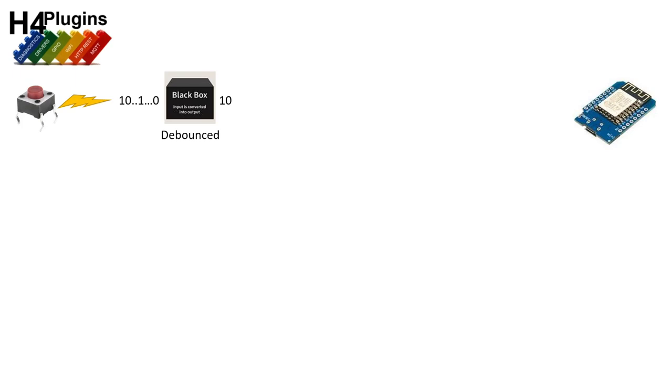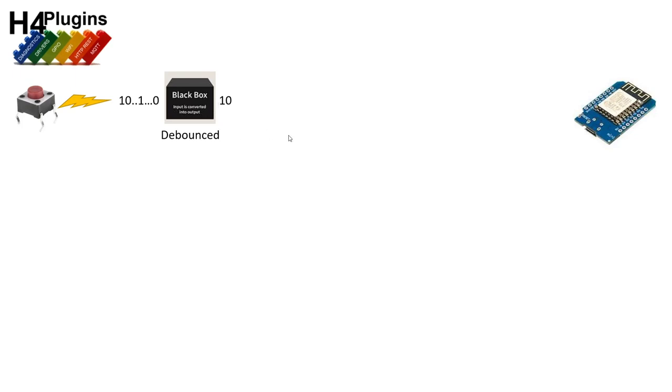We saw in the last video, and if you haven't watched it, you should, because this will make a lot more sense, that we have a debounced object, which takes this messy stream of ones and zeros. And if we treat it like a black box, we don't know what goes on, it doesn't matter, but it spits out a series of bits that are a clean transition.